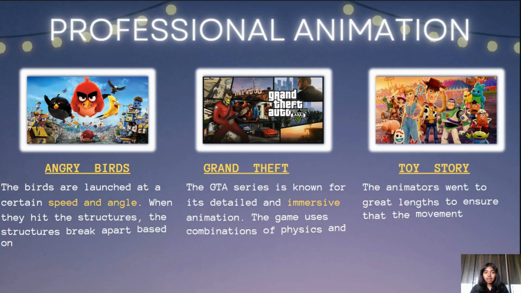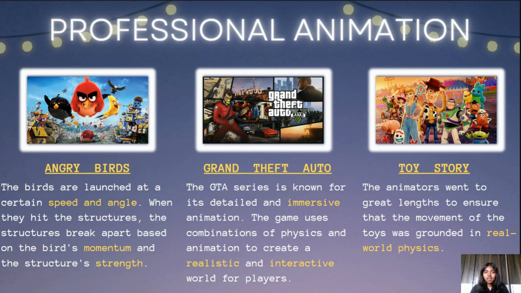Let's see some examples of professional animation that has been created using physics. The game Angry Birds is a perfect example of momentum and collision. The birds are launched at a certain speed and angle, and they follow a parabolic trajectory due to gravity. When they hit, the structures break apart based on the bird's momentum and the structure's strength.